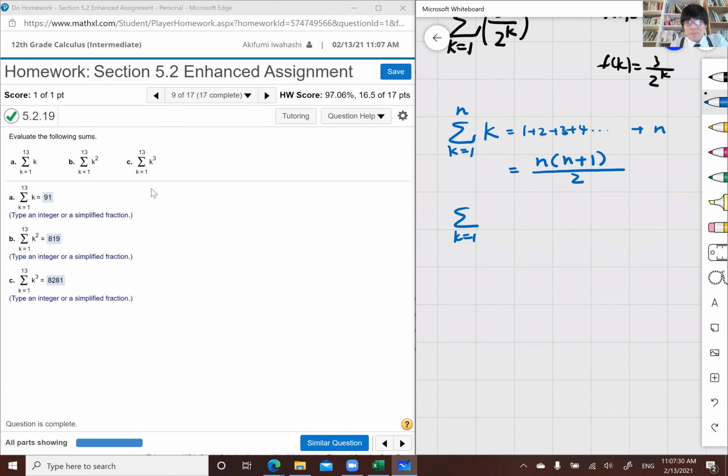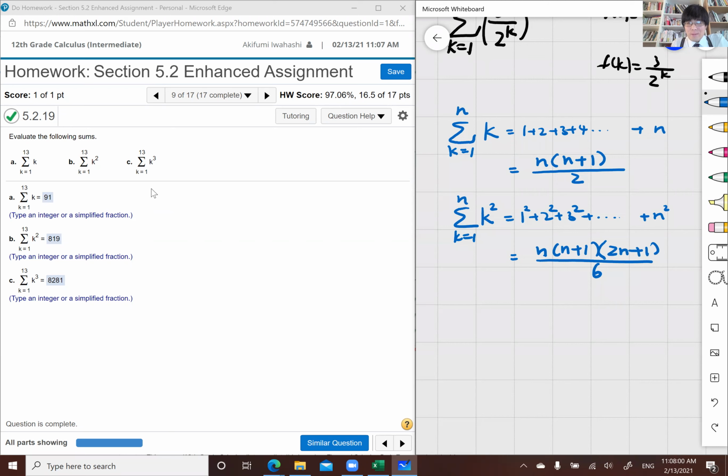When you have the sum of the squares of the first n integers, it's not easy to derive, but it's going to be n times n plus 1, divided by 6, and you multiply it by 2n plus 1.